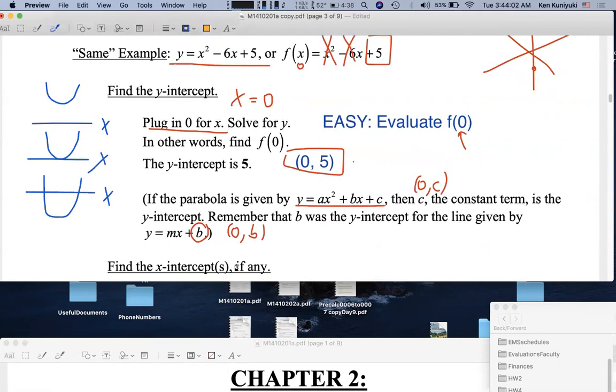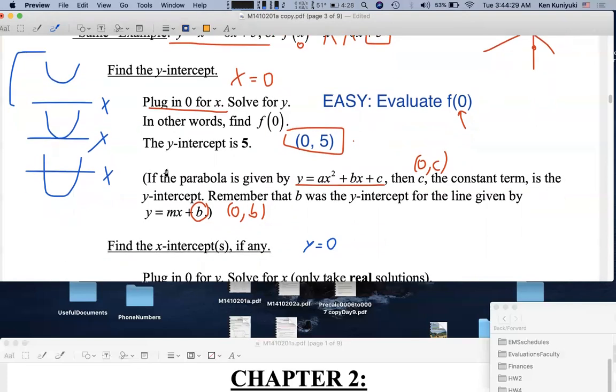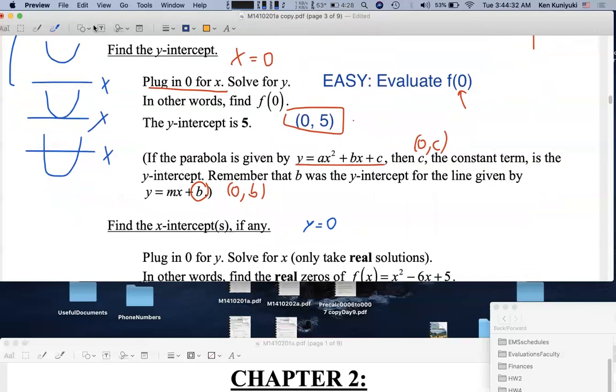Find the x-intercepts, if any. Remember, there could be none. We could be in this case. We could have 1 or 2 also. How do we find x-intercepts? We plug in y equals 0, or set the function equal to 0. But wait a minute, that's harder. Why is it harder? Imagine plugging in 0 for y and solving for x. It's harder because you have to solve an actual equation.